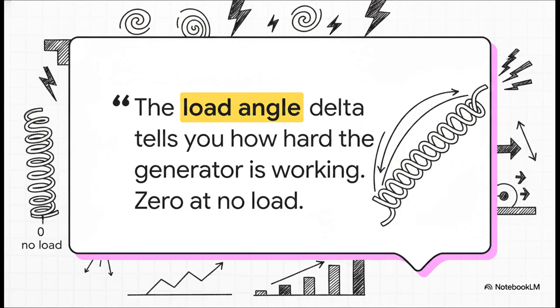And this load angle, delta, represents that exact stretched spring we talked about earlier. It is a direct, real-time visual indicator of your generator's mechanical and electrical stress. When you're at no load, the spring is totally relaxed, so delta is basically zero. But as you load up the generator, that angle physically widens, usually sitting pretty comfortably around 30 degrees when you're at full, continuous offshore load.